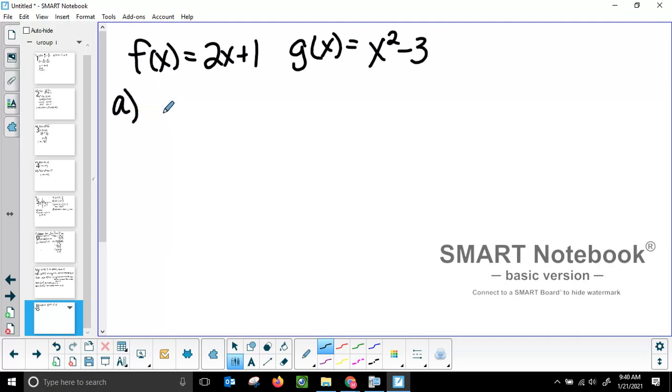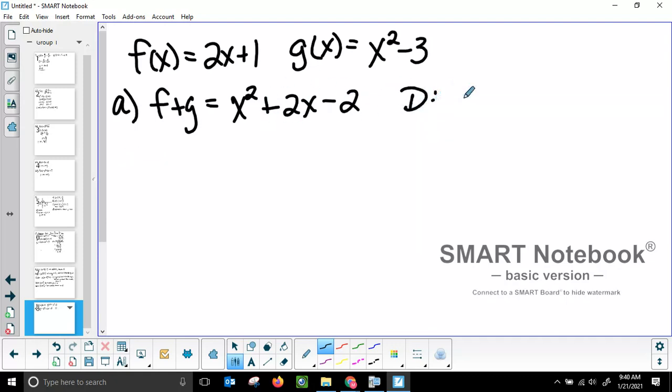So A is f plus g. Well, all we do is add these, and I'm just going to automatically put them in proper order, standard form. So x squared plus 2x minus 2. The domain here, there's no square roots or denominators to mess us up. So my domain is all real numbers, negative infinity to infinity.